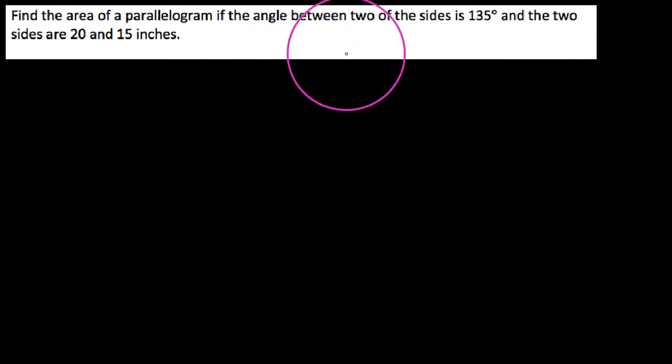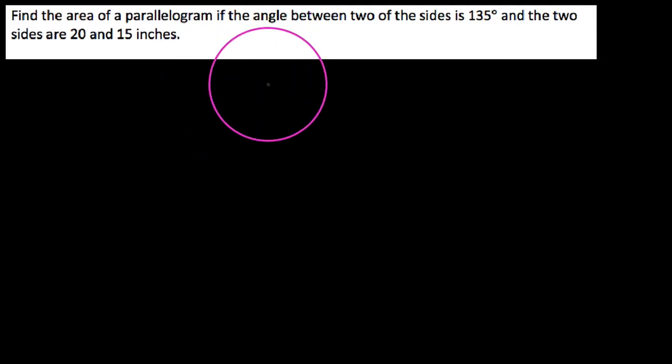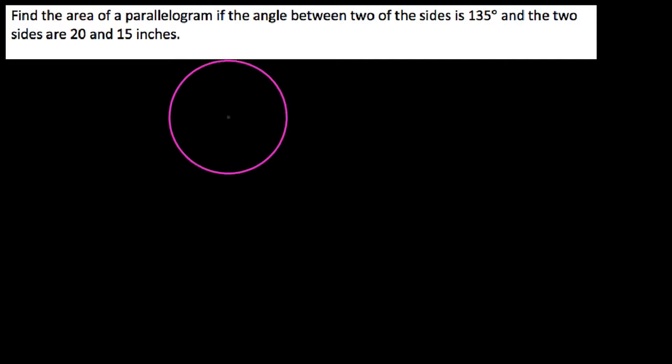In this case, we say the angle between two of the sides is 135 degrees, and the two sides are 20 and 15 inches respectively. When you talk about parallelograms and how they relate to triangles, let's start by sketching this. We say the angle between two of the sides is 135 degrees. So this would be something like this.